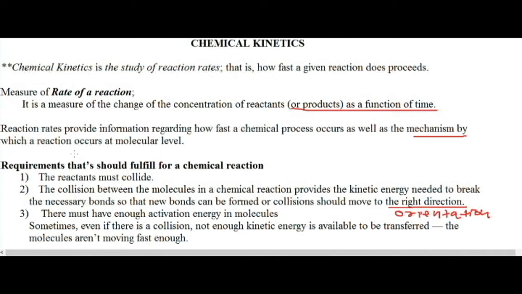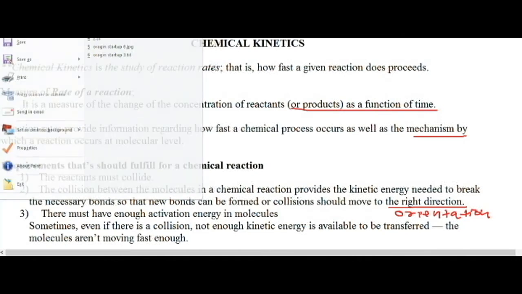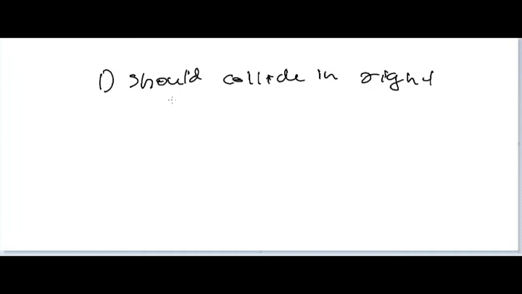Okay, so first one and second one merge, and then the third one we can explain: the collision should come together with the activation energy. Activation energy means if he has no energy, then he can't send the ball over the boundary line. That's all. So we can summarize these properties as one requirement: they should collide in the right orientation, very simply, right orientation or right direction.